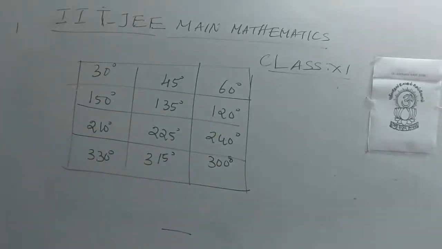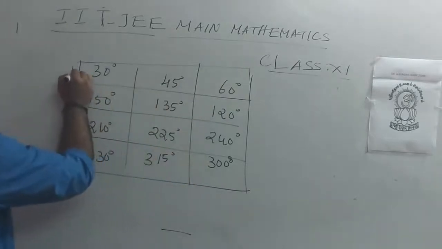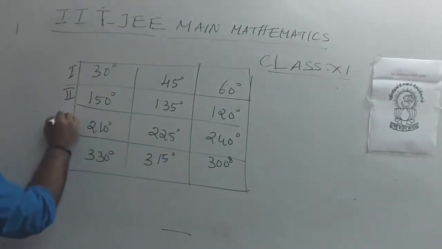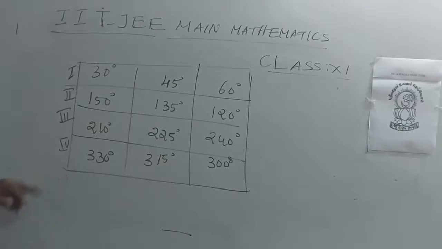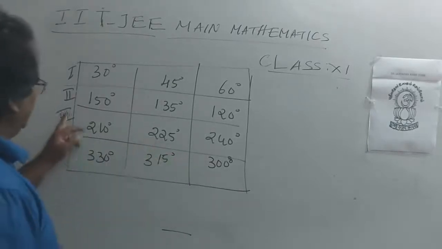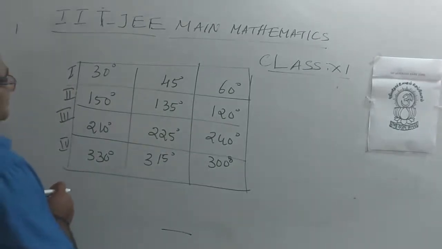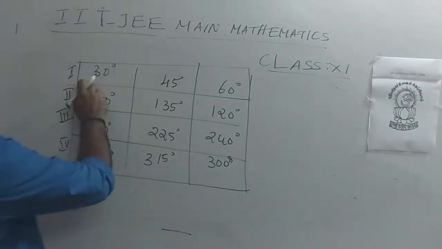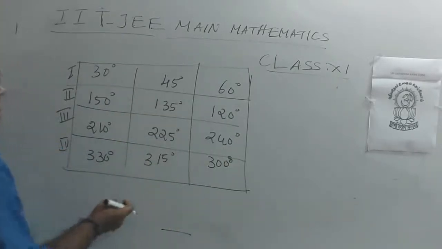This is the list of angles. These all lie in the first quadrant. This will be the second. This will be the third. Angles in this row are in the fourth quadrant. But if you know these values, you can tell the values of all the angles easily.